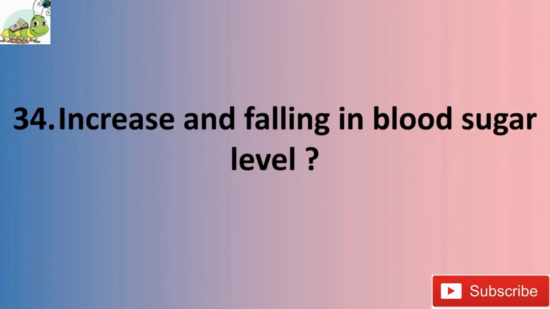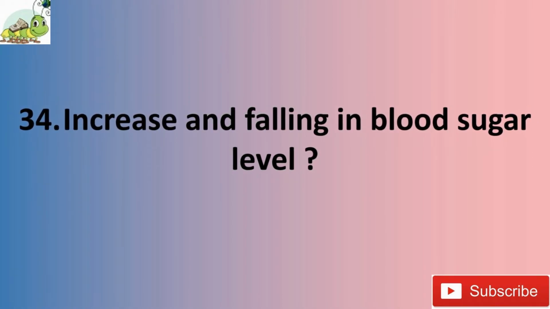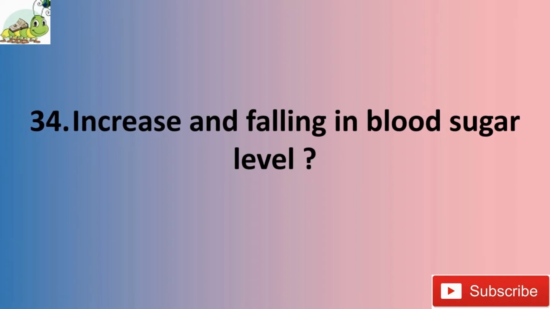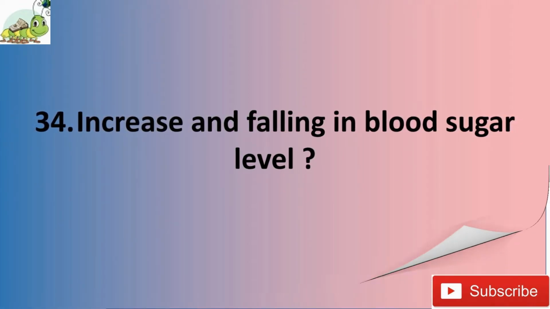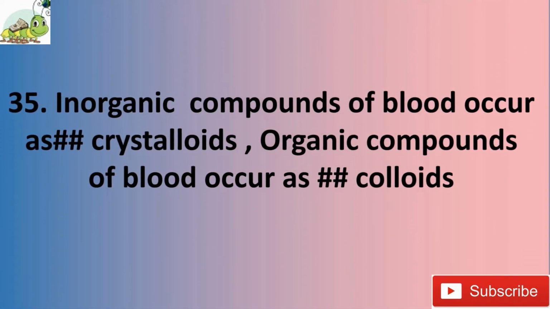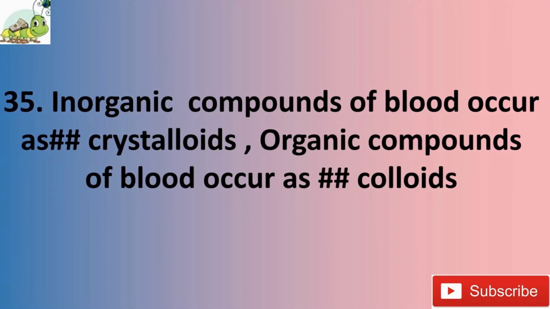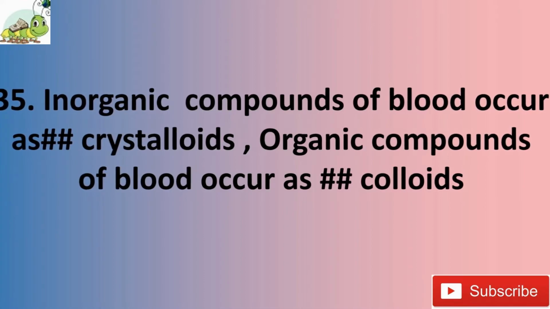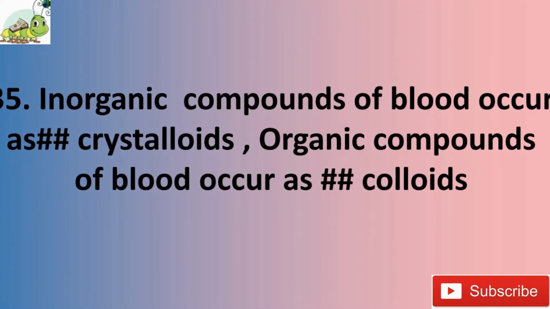Point number 34. Increase in blood sugar level is called hyperglycemia. Fall in blood sugar level is called hypoglycemia. Point number 35. Inorganic compounds of blood occur as crystalloids. Organic compounds of blood occur as colloids.